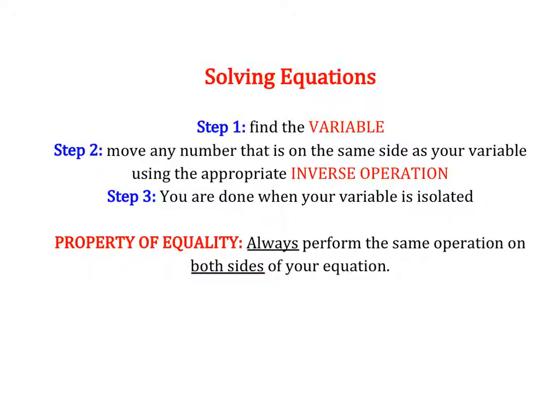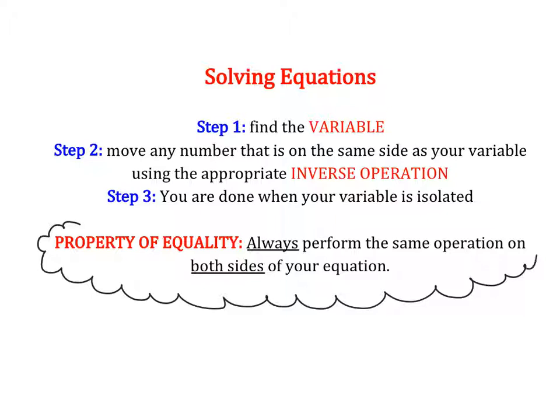Now, down here is probably one of the most important properties in all of Algebra 1, and it's called the property of equality. We're going to use it when we're solving equations. It tells us that we always need to perform the same exact operation on both sides of our equation, and we need to show this in our work. So I'll show you how I would like to see you showing this property of equality. If we add 5 on one side, we have to do it on the other. Always do the same thing to both sides.